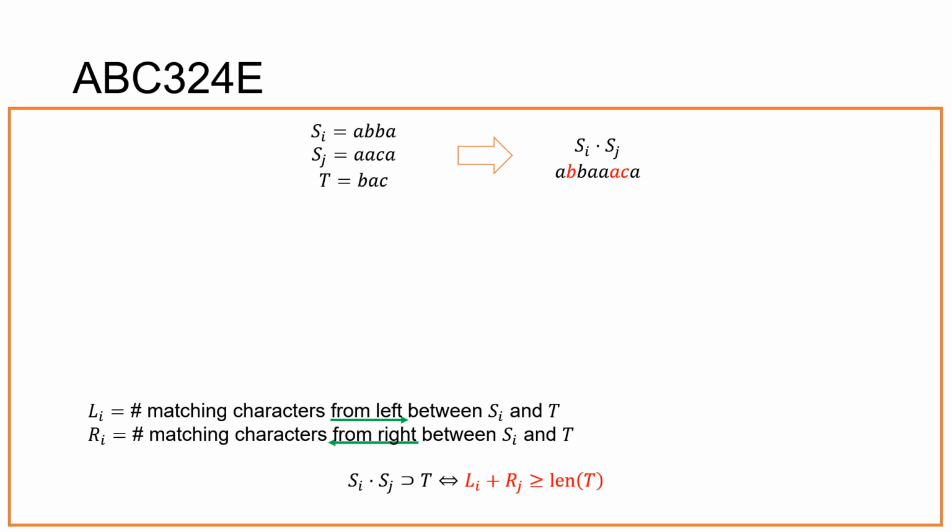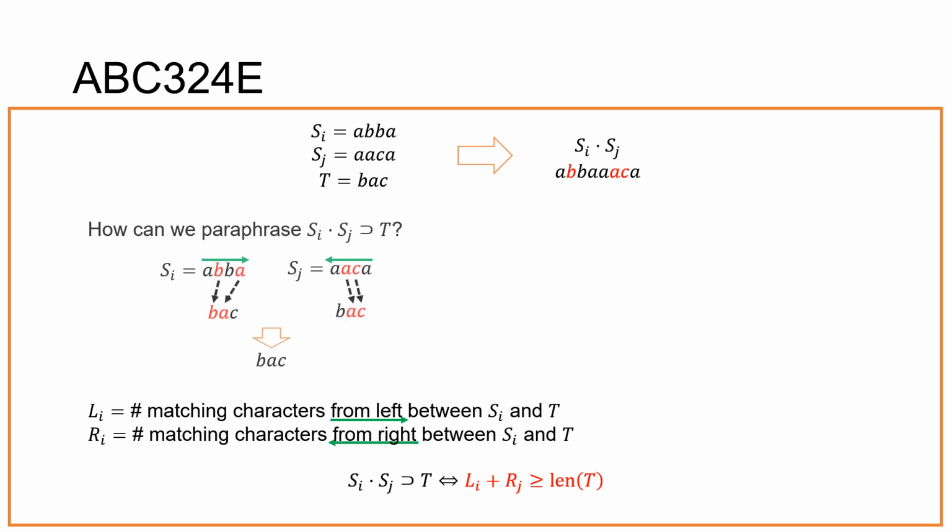So let's think about how to paraphrase the condition that Si, Sj contains T as a simple relation. Suppose Si and Sj are given as follows. Si constructs the first part of T, so starting with the first character of Si, we want to know how many characters match between Si and T. In this case, Si can construct the first two characters of T.